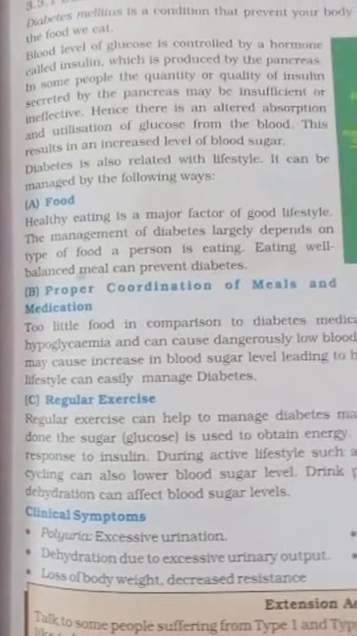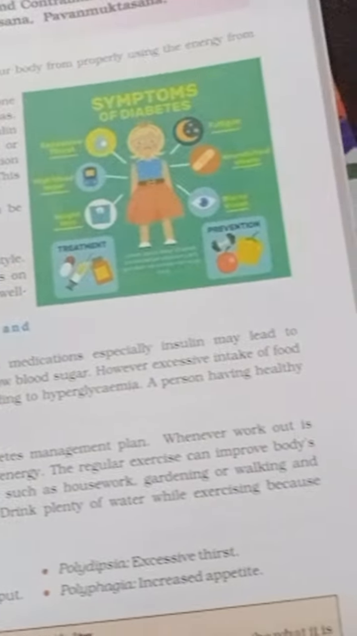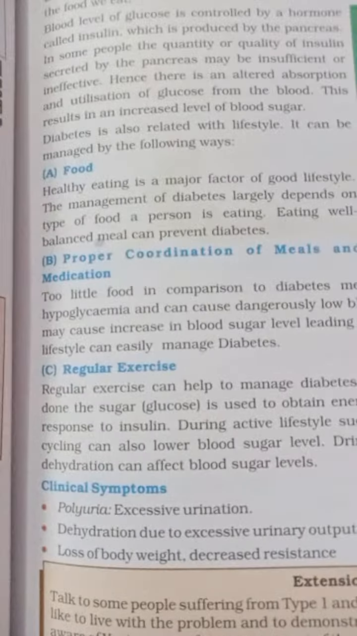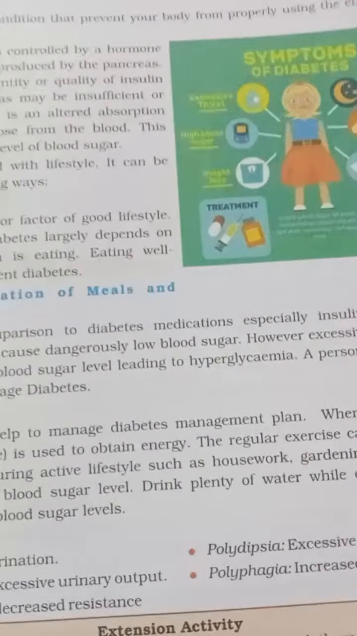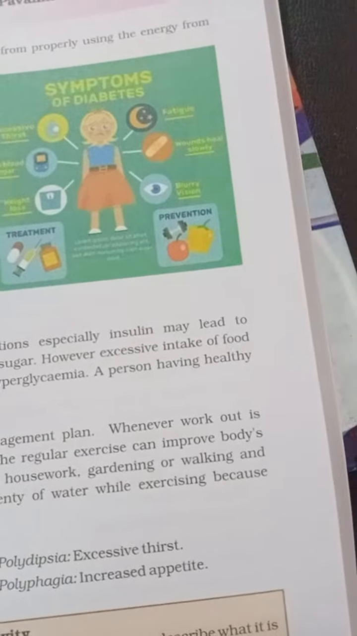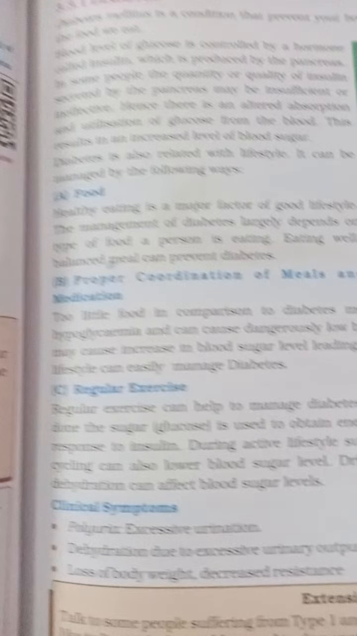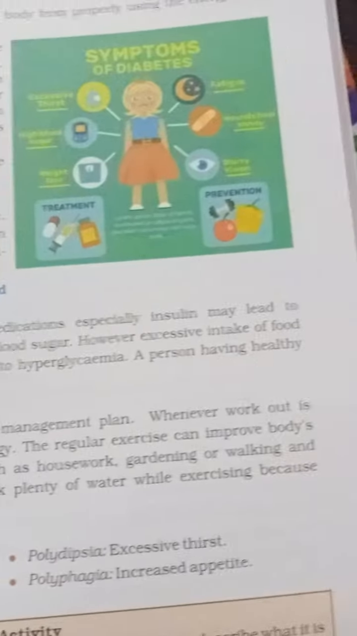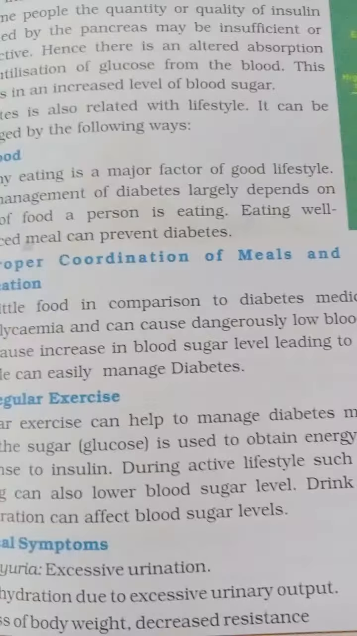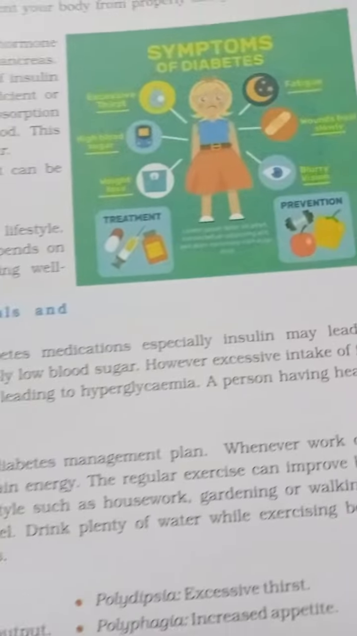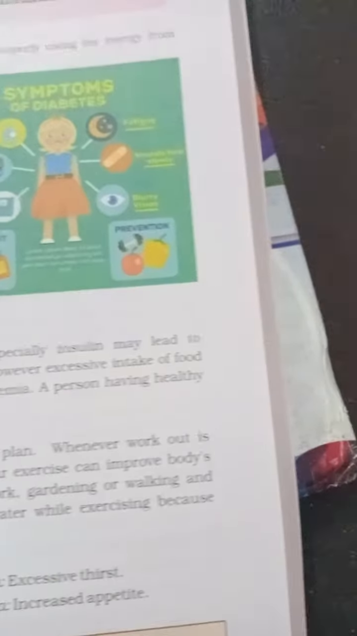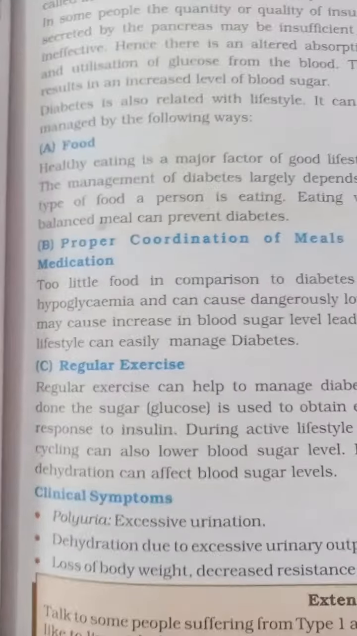Regular exercise can help to manage a diabetic management plan. Whenever we work out, the glucose is used to obtain energy. Regular exercise can improve the body's response to insulin. An active lifestyle, such as housework, gardening, walking and cycling, can also lower blood sugar level. Drink plenty of water while exercising, because dehydration can affect blood sugar level.